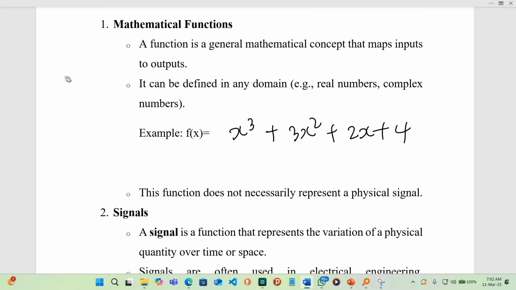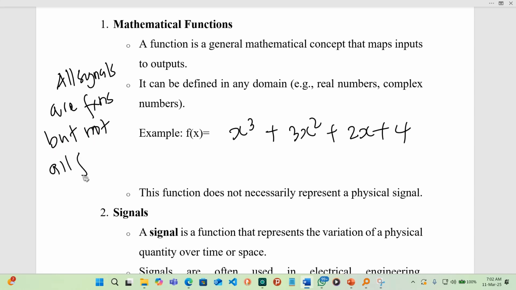So we can say that all signals are functions, but not all functions are signals. We're talking about a quantity varying with time or space. That can be a signal. But you can also have a function that is varying, representing a quantity varying over time and space, but not all functions are signals.